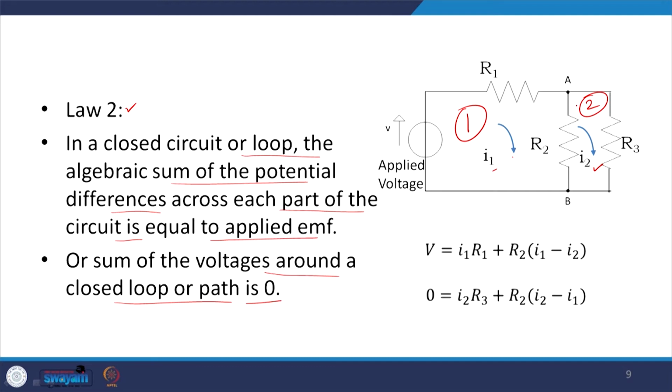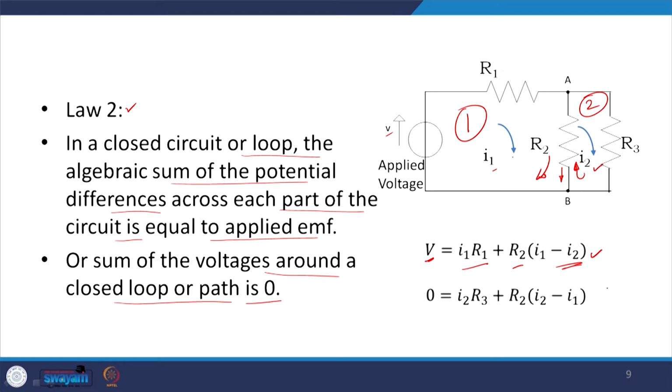So, if I write the expression for loop 1, the applied voltage is V. This V is drop across R1, so this is I1 R1, and the drop across R2 will be, basically this resistance is R2 and the net current flow in this direction is going to be I1 minus I2, because in this loop this is going to be the I2 and this is going to be the I1 actually. So, the net current in this direction will be I1 minus I2. This is the Kirchhoff's voltage law for the first loop.